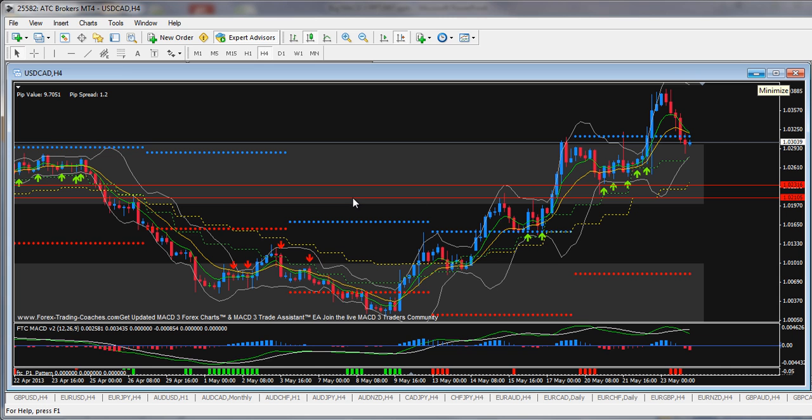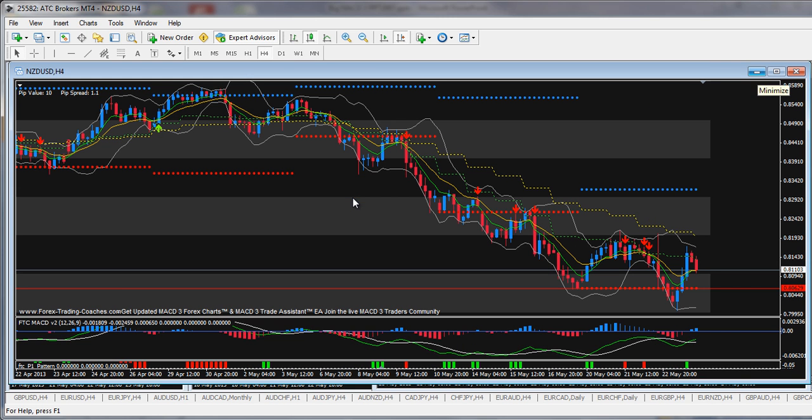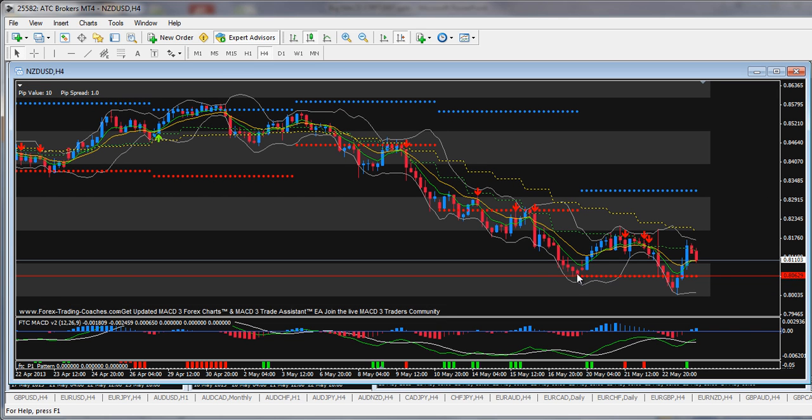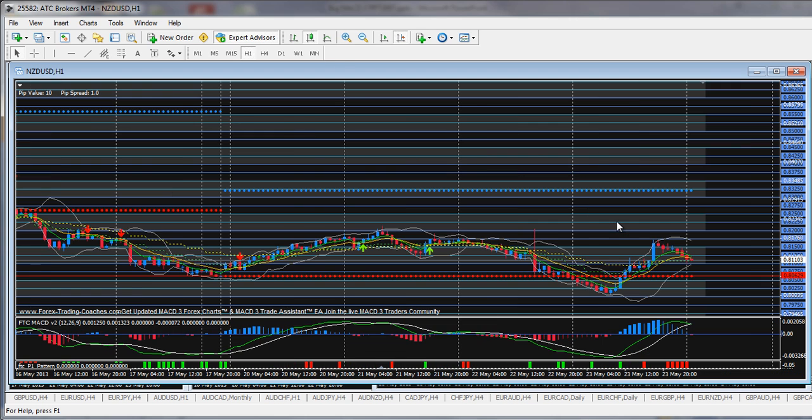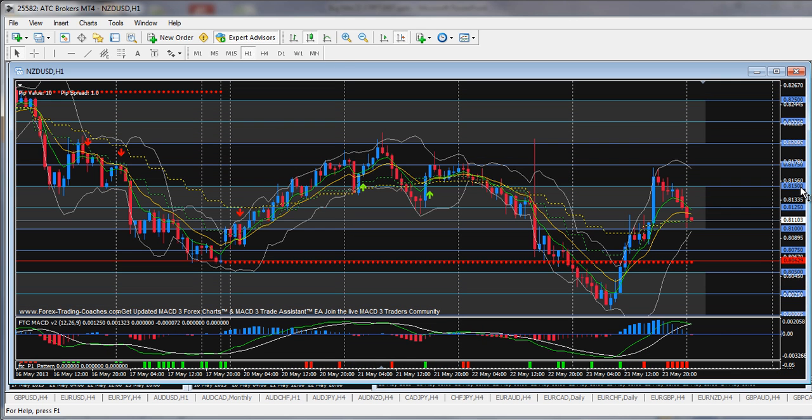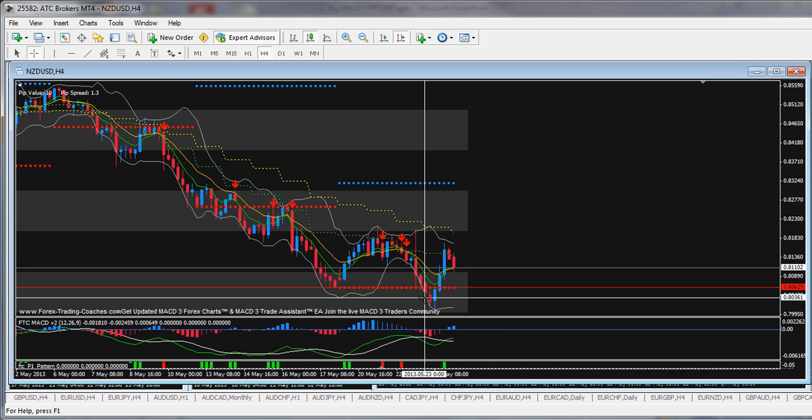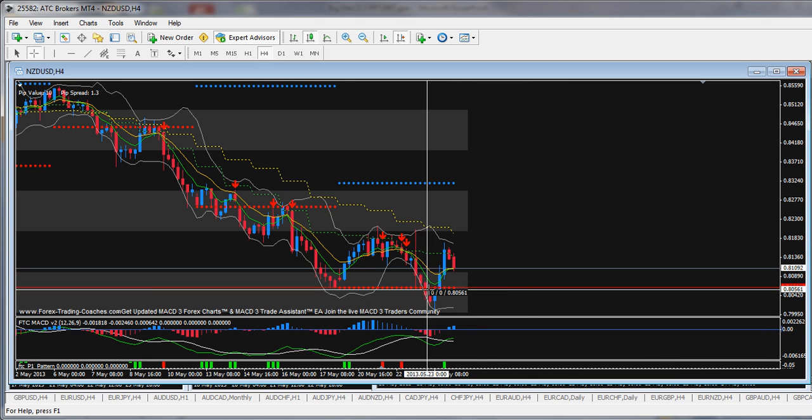Now on to New Zealand. Alright, so we had this level basically marked before, and it went down into that level. The first time, it kind of rattled around a little bit, then it broke through this level by a 4-hour closed candle, and then it sold off a little bit further on the pullback toward that level right there.